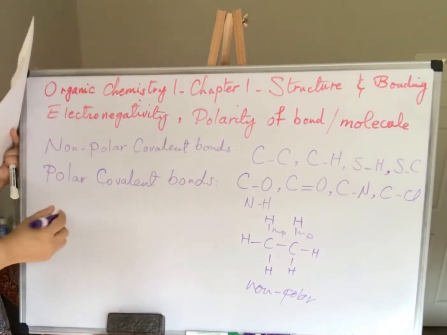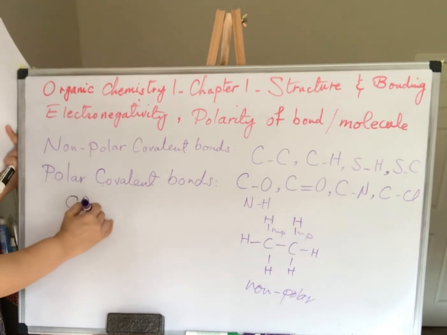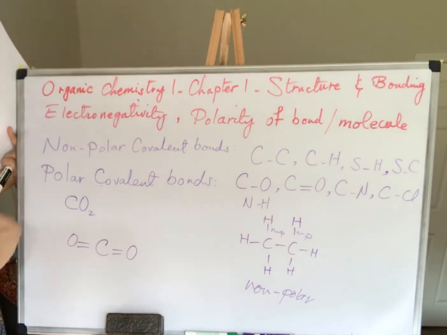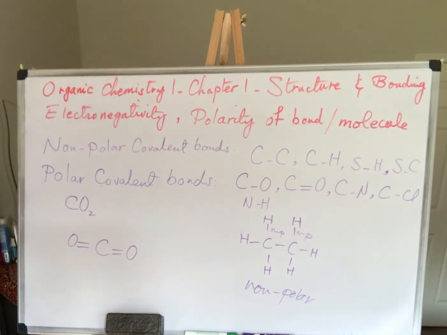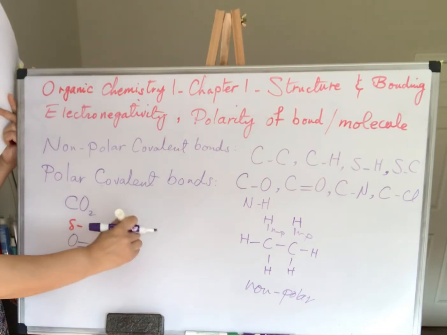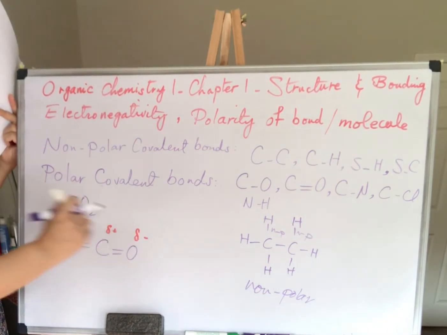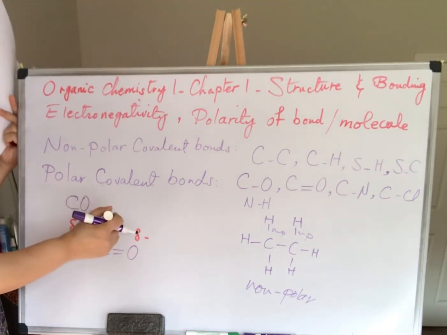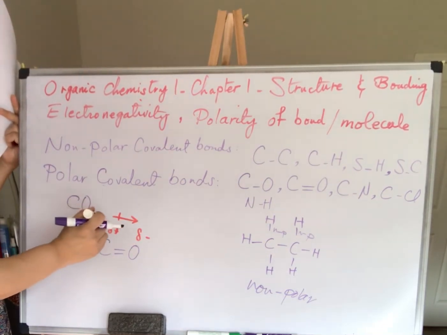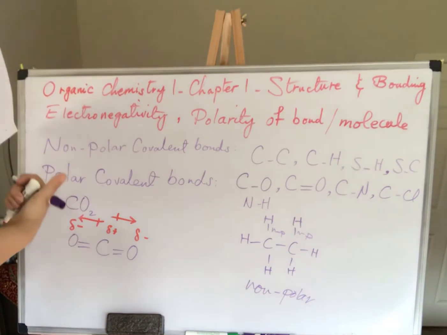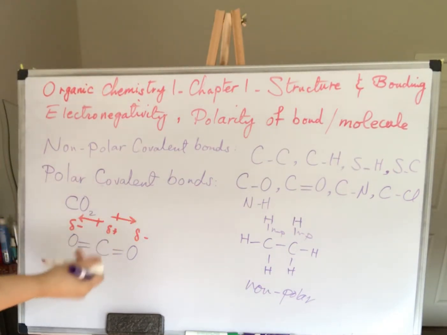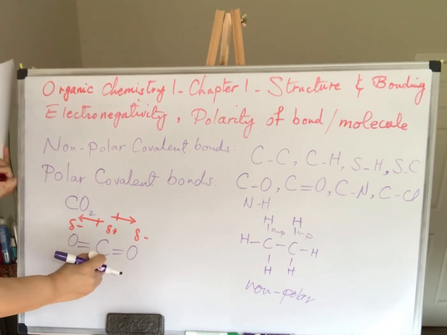Some of the compounds like carbon dioxide, if you draw the Lewis structure, you see that between carbon and oxygen, oxygen is more negative and carbon is more positive. The electronegativity of oxygen is more than carbon. But it's like you have two vectors with the same strength on opposite sides, so they cancel out each other. So it's a non-polar molecule.